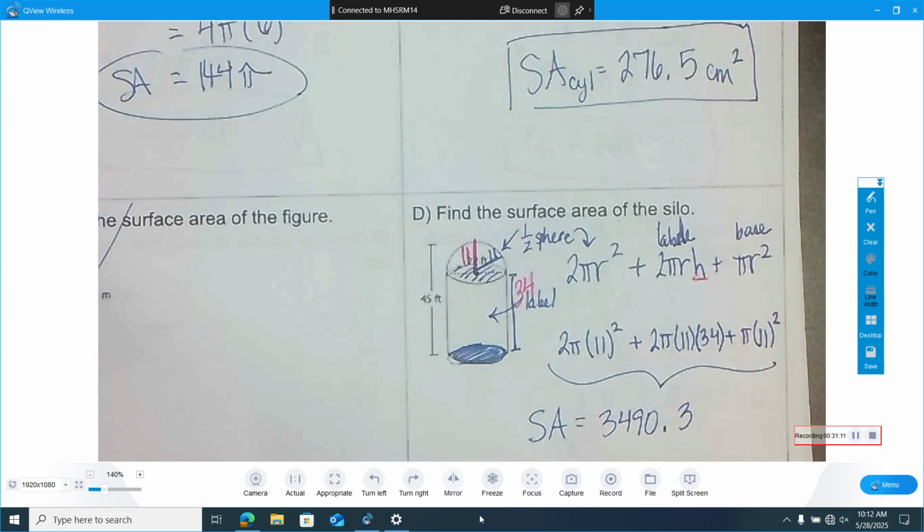Okay. So be careful when doing these. You really have to look at all the little parts that make up the figure. Do you have any questions for me? Okay. All right.